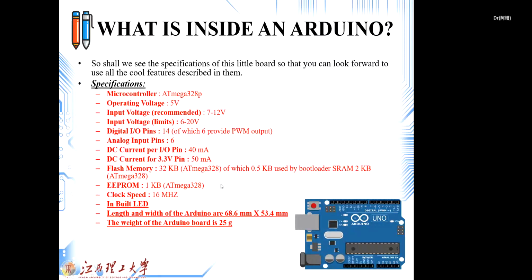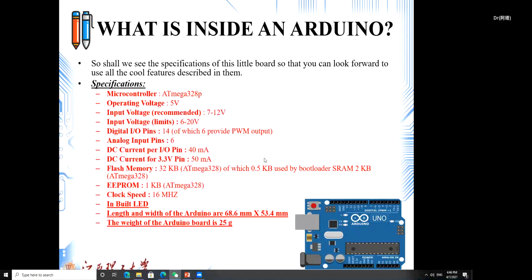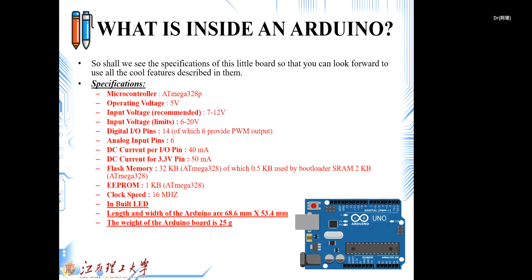Let us review the most significant parts of Arduino Uno. First, the controller is 328 and the operating voltage is 5 volts. Input voltage is 7 to 12 volts. As I told you, don't use this much. Try to use a maximum of 9 volts because the fake board that we have will be damaged soon.